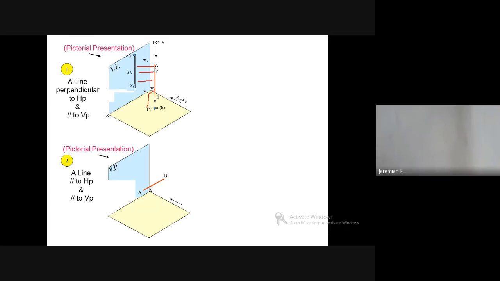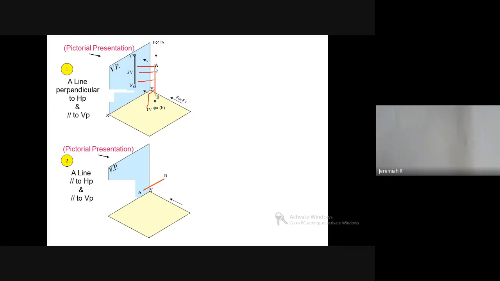After that, we have seen a line that is parallel to both HP and VP. When you measure the distance from HP, all the distances are equal. And when you measure the distance from VP, all the distances are equal. So this is parallel to both HP and VP.